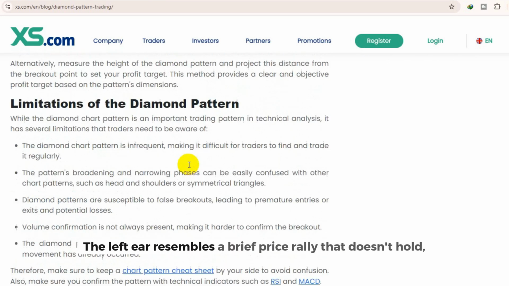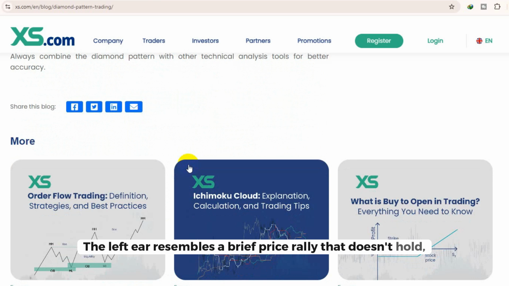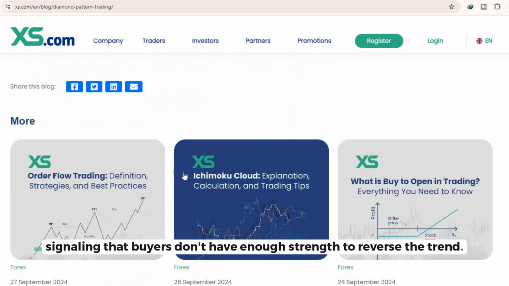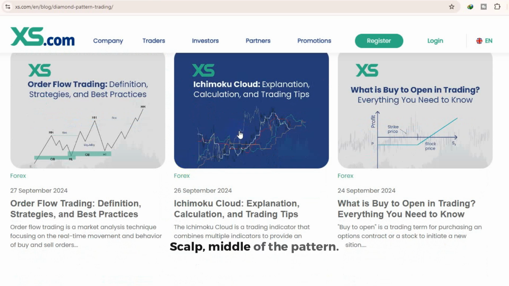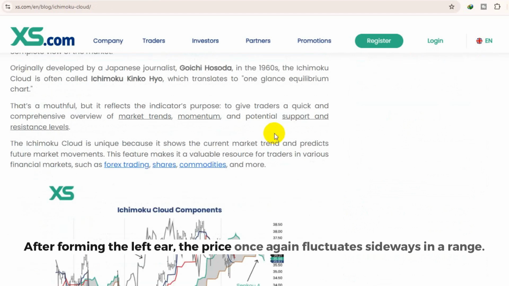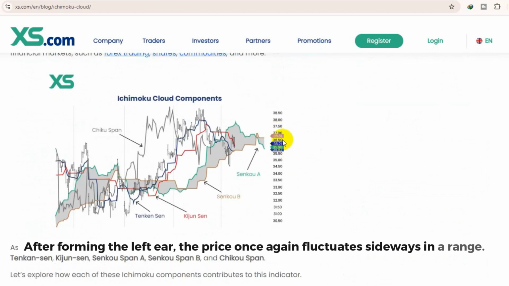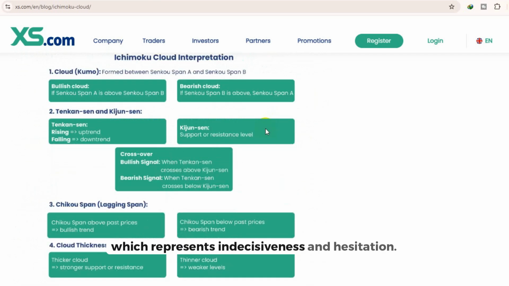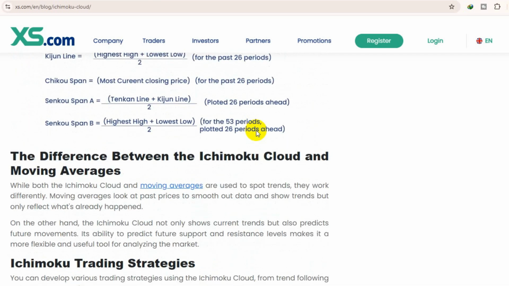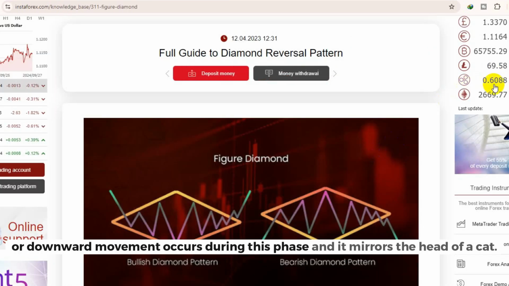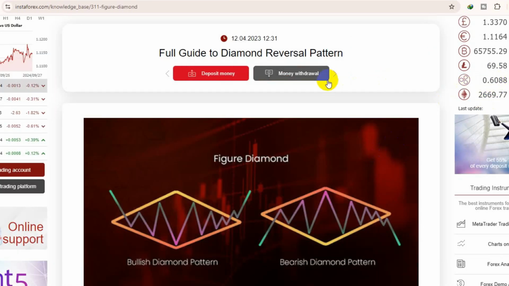The left ear resembles a brief price rally that doesn't hold, signaling that buyers don't have enough strength to reverse the trend. Scalp, middle of the pattern. After forming the left ear, the price once again fluctuates sideways in a range. This part of the pattern is referred to as the scalp, which represents indecisiveness and hesitation. No strong upward or downward movement occurs during this phase, and it mirrors the head of a cat.